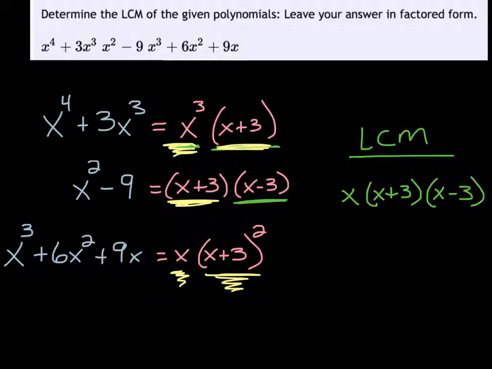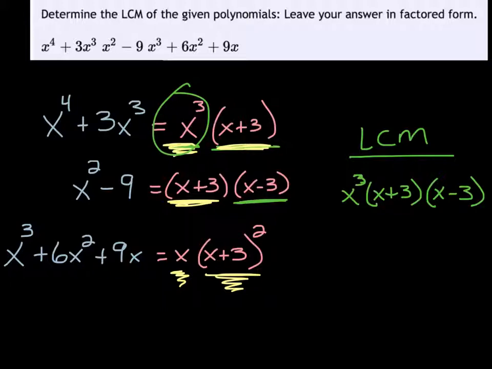So we look at the x first. In the top factorization it shows up 3 times. In the bottom factorization it shows up once. The representation of the 3 times up here on top is the biggest, and so that's what we're going to use in our least common multiple, x to the third.